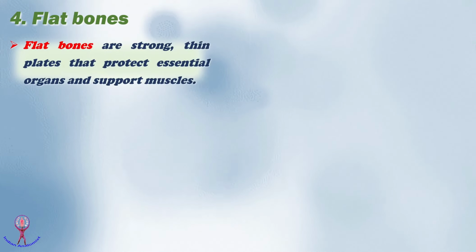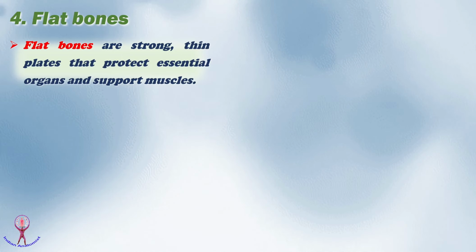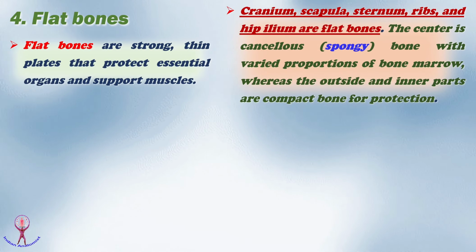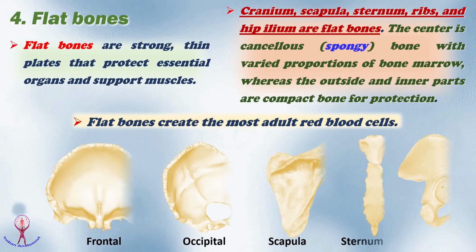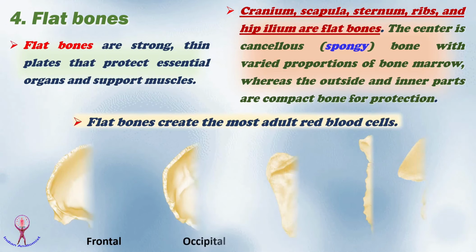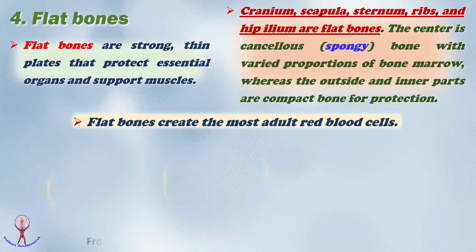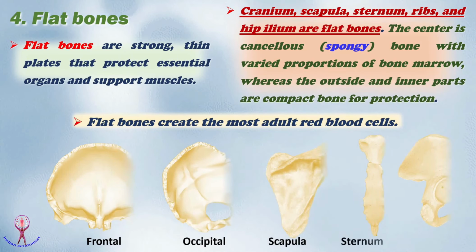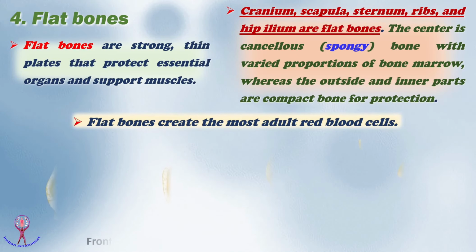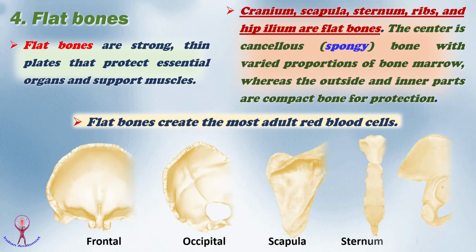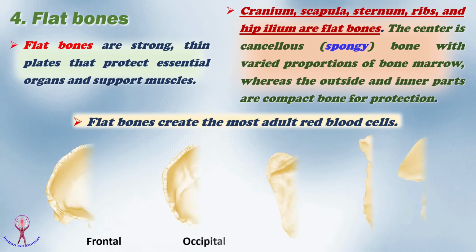What are flat bones? Flat bones are strong, thin plates that protect essential organs and support muscles. Cranium, scapula, sternum, ribs, and hip ilium are flat bones. The center is cancellous or spongy bone, with varied proportions of bone marrow, whereas the outside and inner parts are compact bone for protection. Flat bones create the most adult red blood cells.